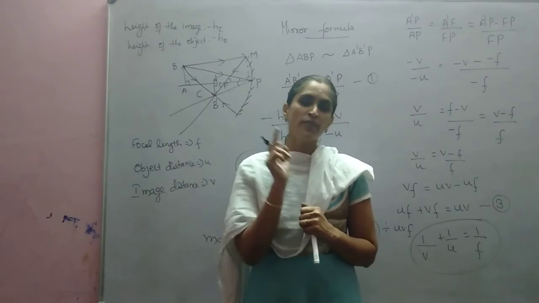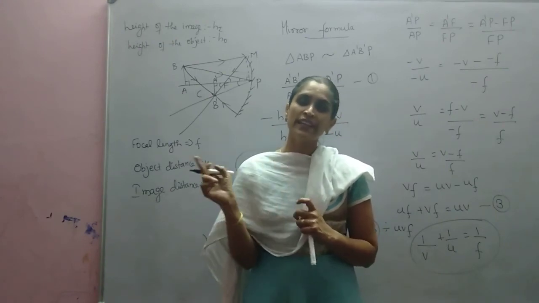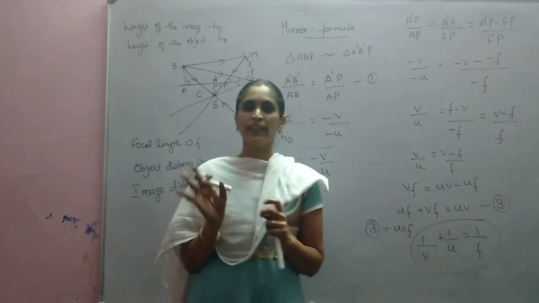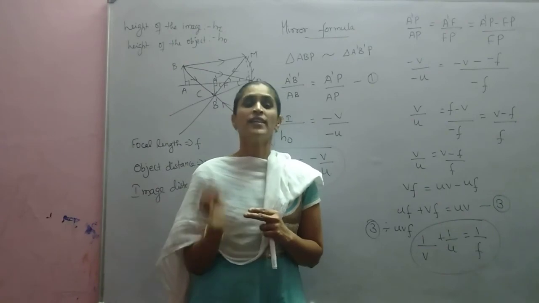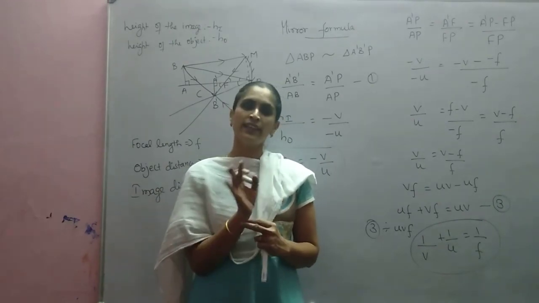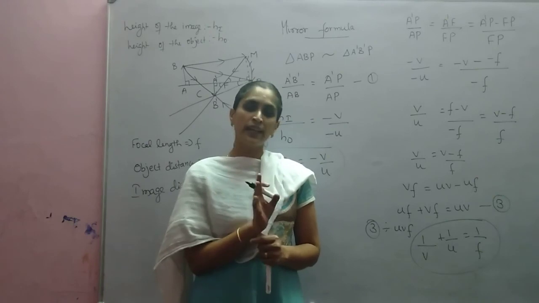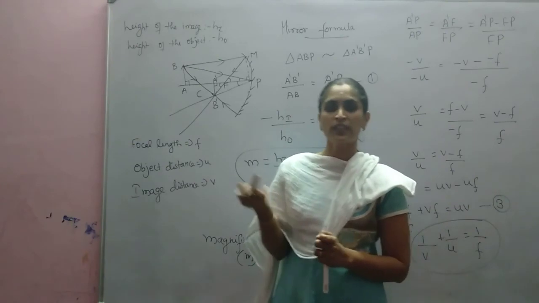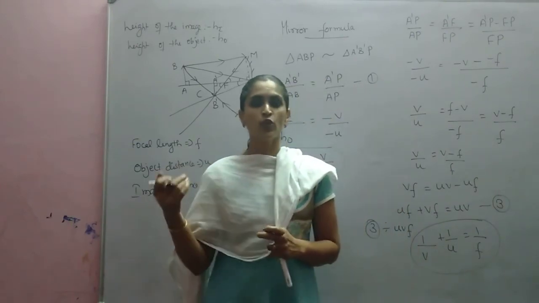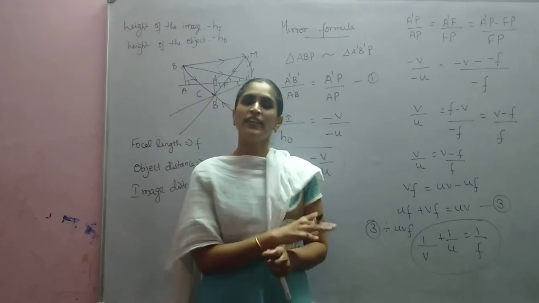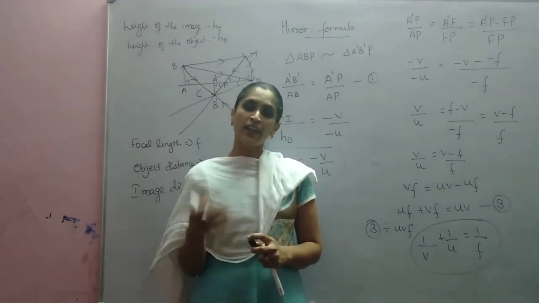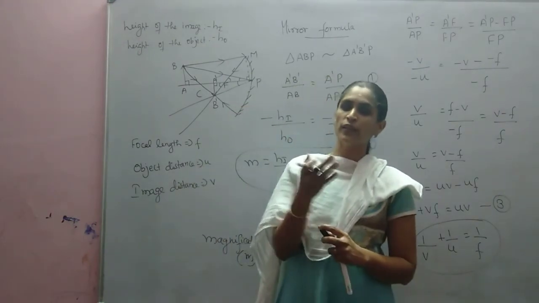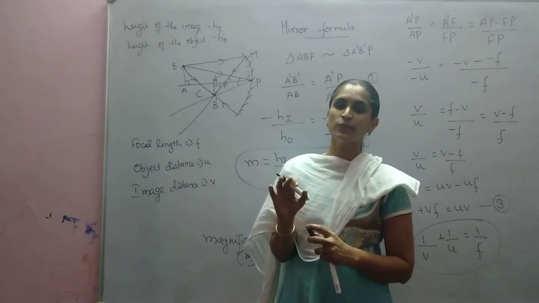And object distance is always negative. If it is given, you have to take it as negative. If it is asked to calculate, no need to take it as negative. When you do the calculation, if your calculation is correct, you will get the answer correctly as negative. Similarly, focal length of concave mirror is negative and focal length of convex mirror is positive. These also you have to take if it is given in the problem. If they ask to find the focal length of concave mirror or convex mirror, don't take it as positive or negative.